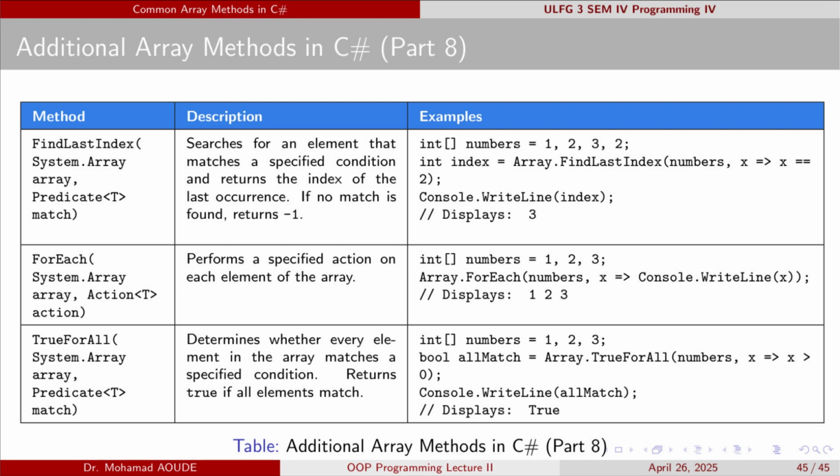And finally we have FindLastIndex, which gives the index of the last element matching a condition. ForEach, which lets you perform an action on each element in the array, like printing or modifying, without manually looping. And TrueForAll, which checks if all elements satisfy a condition, returning true if every single one does. These tools complete our toolbox for handling arrays efficiently in real-world C# programs.